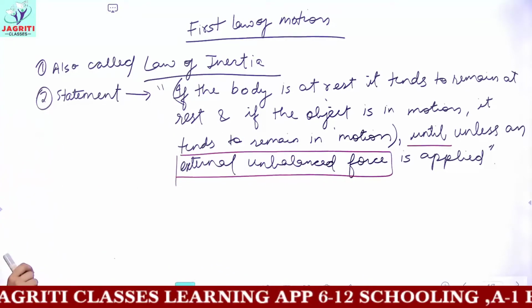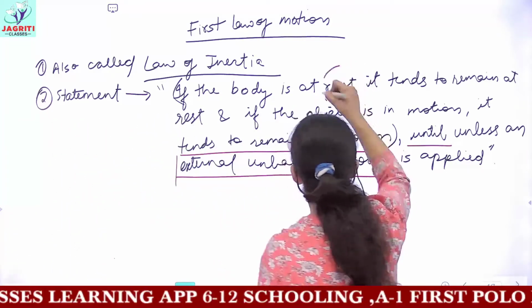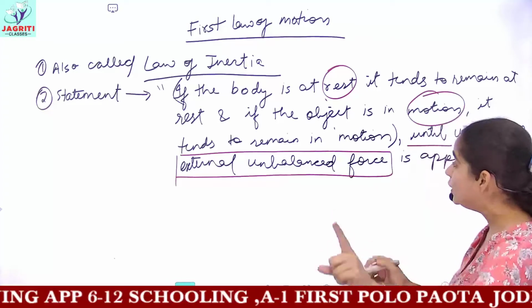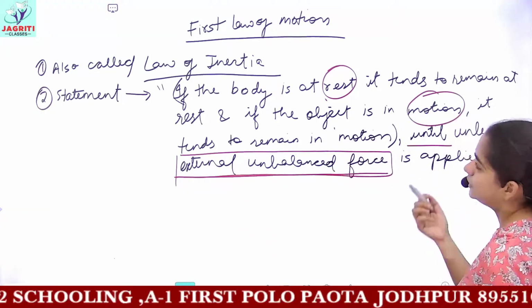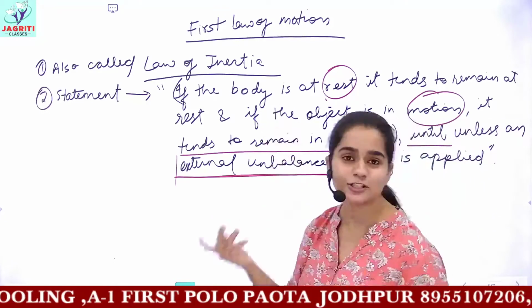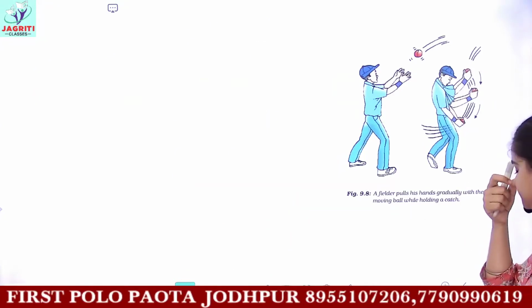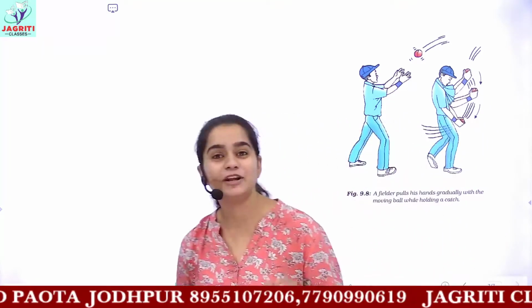So this is the statement of the first law. I hope you got the statement. It is very clear that the inertia of rest or the inertia of motion of the object would change only if you apply an external unbalanced force. This is the simple first law. Now you have many examples, and many other such examples are given in your textbooks.